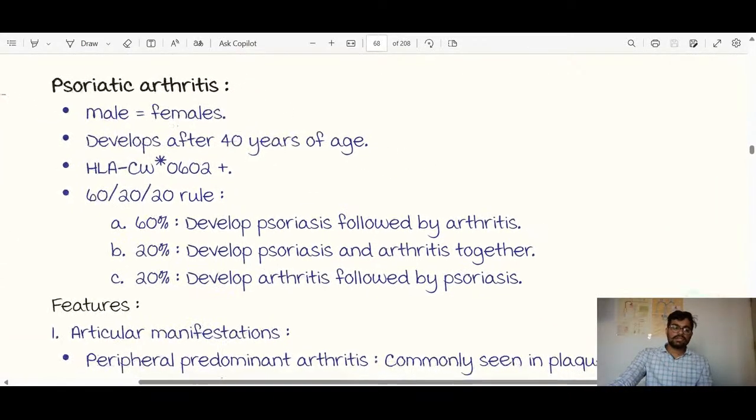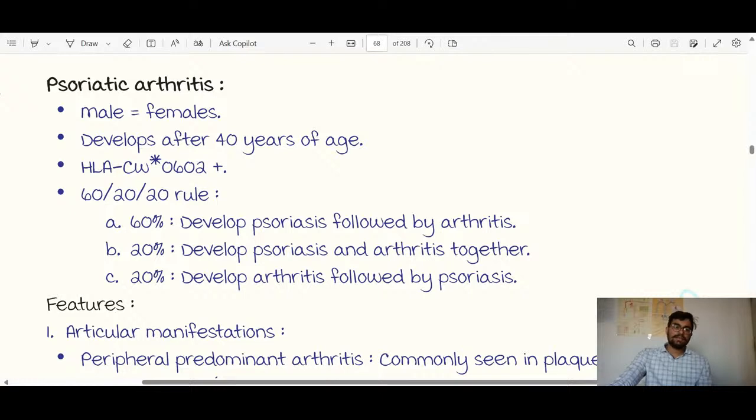So psoriatic arthritis, male to female ratio is equal. Psoriasis is the disease which is responsible for the arthritis. So remember this very carefully. Listen to this topic properly. Psoriatic arthritis developing after 40 years of age, HLA-Cw6 (HLA-C*06:02) positive.